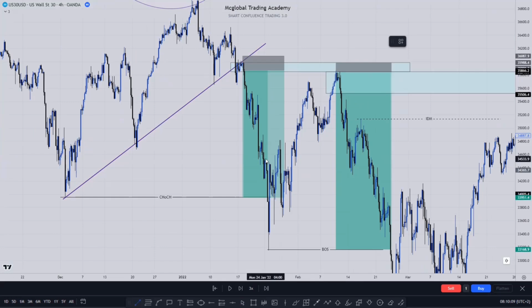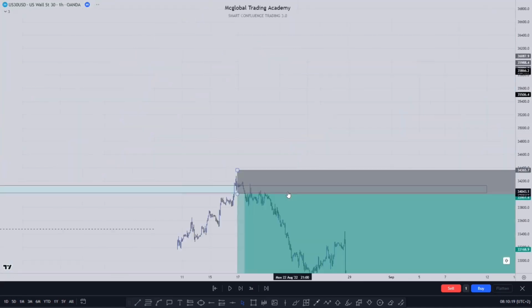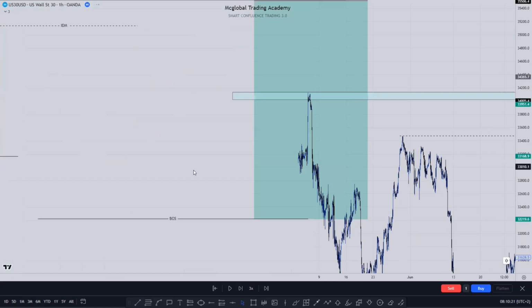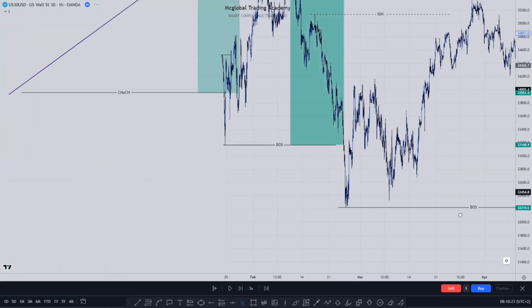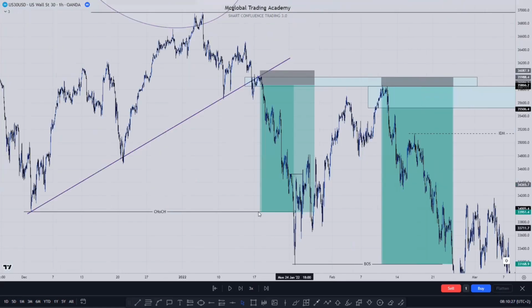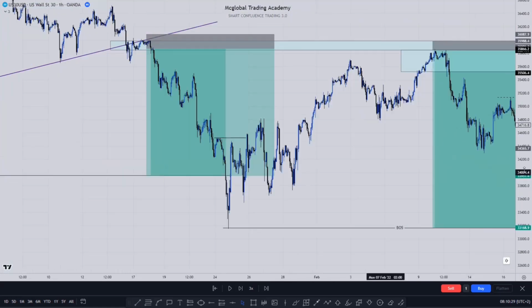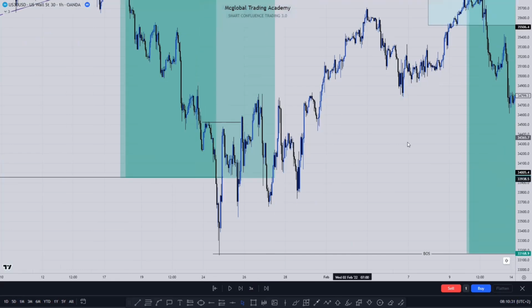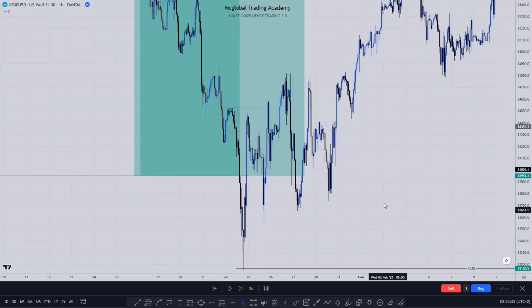Then here they had a change of character right there. Let me see if I can go back to January 2022. Let me see if the 1 hour is going to give me that data in January 2022. Right, so here it is, January 2022, right here. So this is January 2022, as you can see.